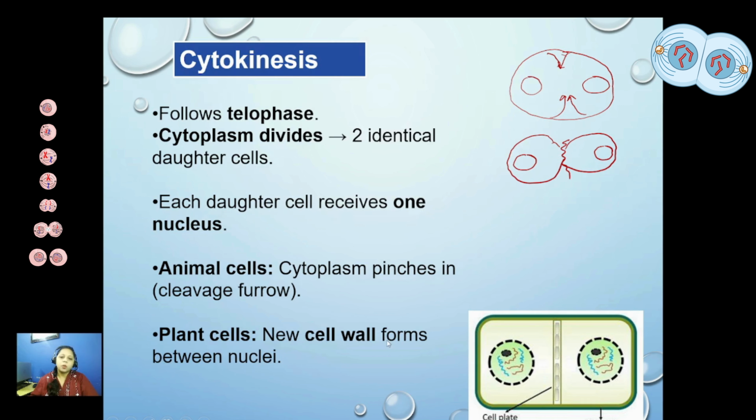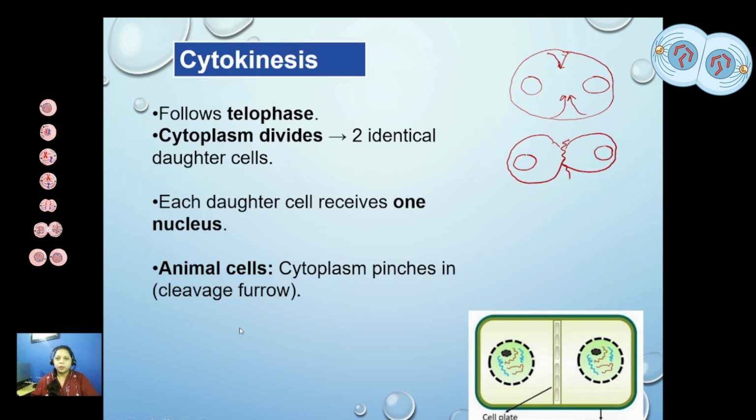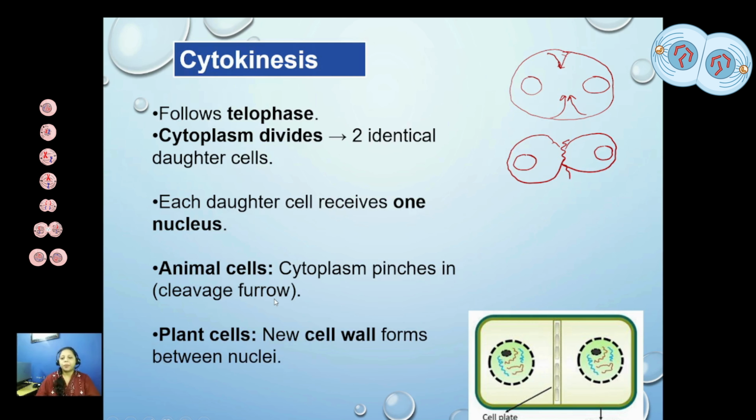So in an animal cell the cytoplasm pinches, forming the cleavage furrow, while in a plant cell vesicles originate, and these vesicles make a cell plate that you can see in the center. Here is a cell plate. This cell plate is now going to separate the two cells. So a new cell wall will form between the nuclei from the vesicles and they get separated.